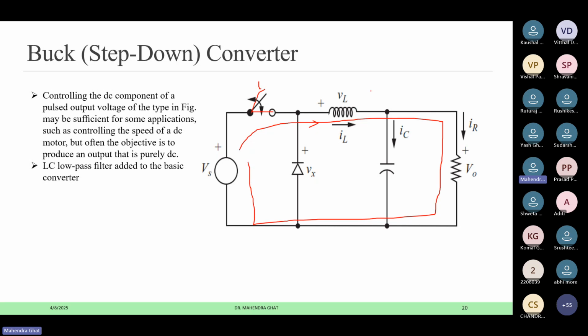So the inductor current will start increasing. You will not get constant current in the inductor, because the inductor will try to have a ramp in its current. So when the switch is on, the inductor current is increasing and the current path is like this. Now when the switch is off, there is no connection between this and this.